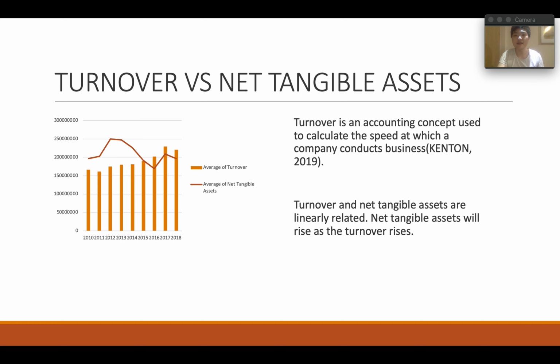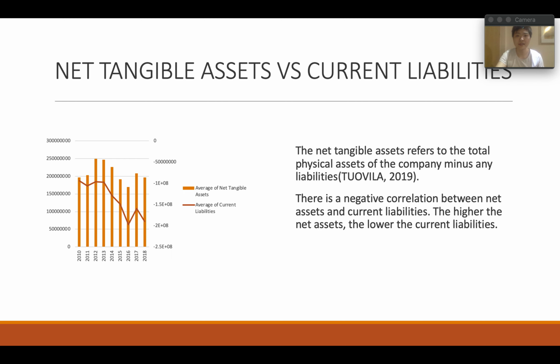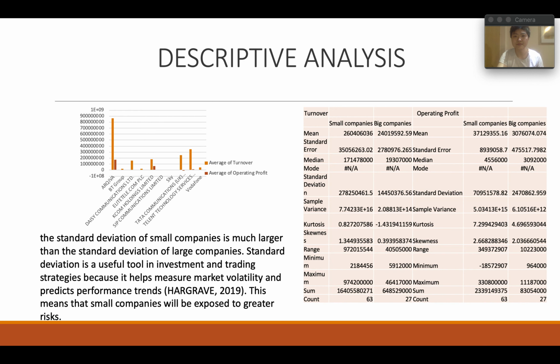Turnover is an accounting concept used to calculate the speed at which a company conducts business. Turnover and net tangible assets are linearly related. Net tangible assets will rise as the turnover rises. The net tangible assets refers to the total physical assets of the company minus any liabilities. There is a negative correlation between net assets and current liabilities. The higher the net assets, the lower the current liabilities.